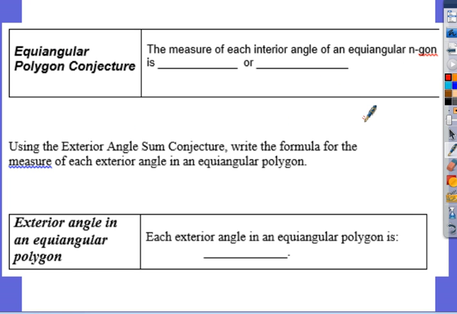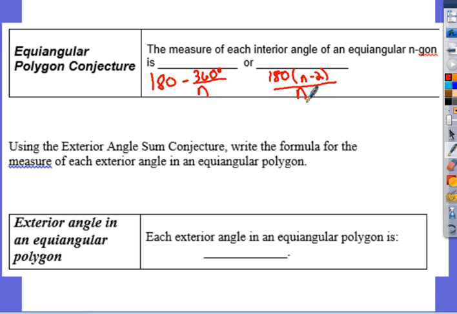So now we got 2 more theorems, the equal angular polygon conjecture. And that says you can find the measure of each interior angle of an equal angular n-gon, just a polygon, by using either of these formulas. The first, and you can decide which one you like better, is 180 degrees minus 360 divided by n. Or, and the one I prefer, 180 degrees times (n minus 2) divided by n. So write that down, please.